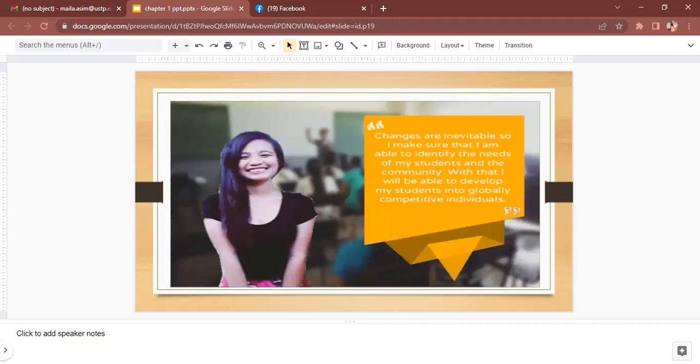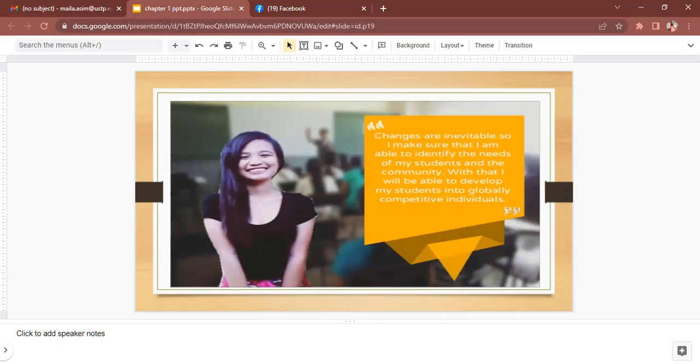Changes are inevitable, so I make sure that I am able to identify the needs of my students and the community. With that, I will be able to develop my students into globally competitive individuals, and we have this different mission sa ato ang school nga dapat maka-produce taog competitive individuals. So changes are inevitable. The teachers are making sure that they are able to identify the needs of their students and the community. So dapat maka-produce taog competent individuals someday.